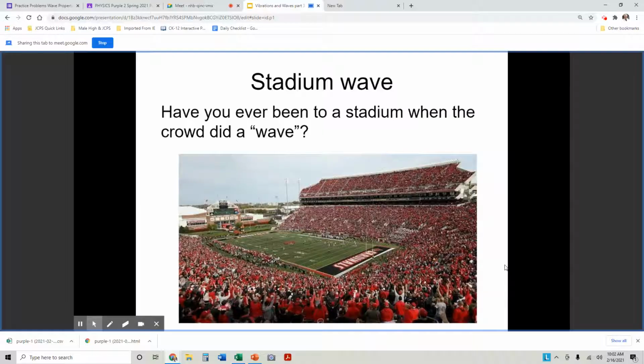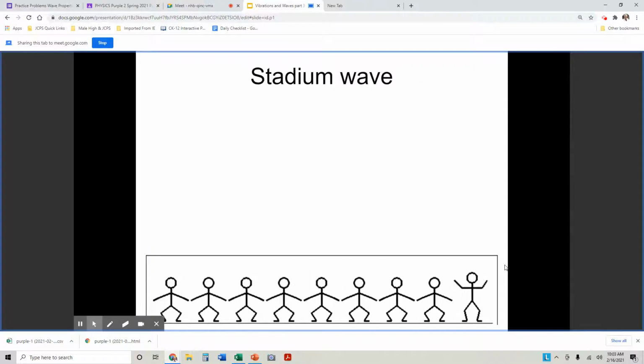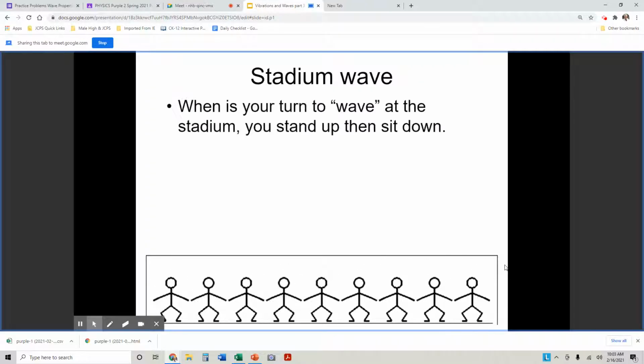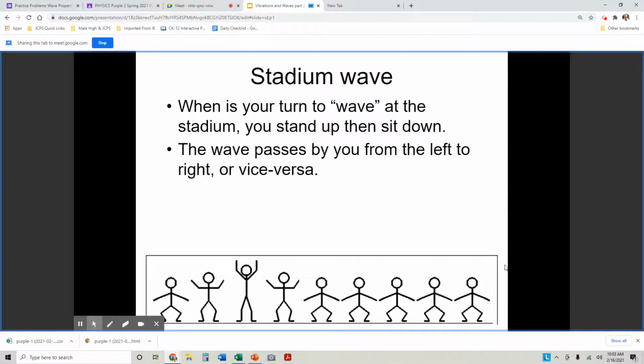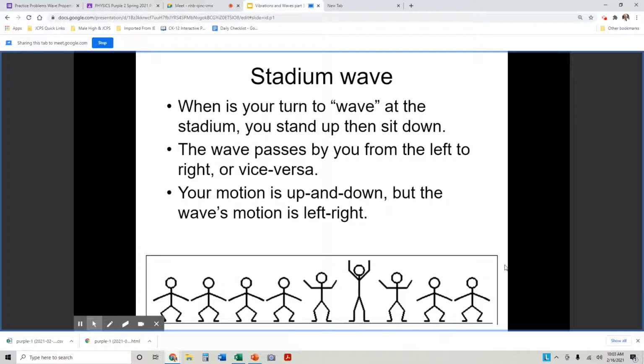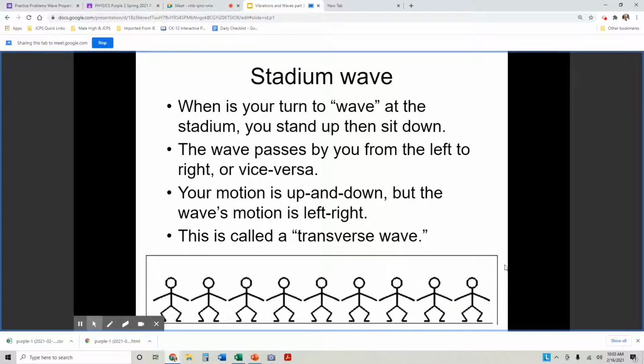If you've ever been to a football game or another large stadium event, you may have participated in the wave. Well, it turns out that the stadium wave really is a type of wave, in a sense. In a stadium wave, you stand up and down or sit down. The wave goes to your left or to your right. The point is that your motion and the wave motion are actually at right angles to each other. You go up and down, the wave goes left and right. That's called a transverse wave.